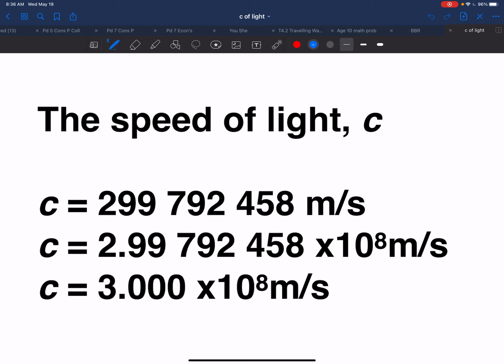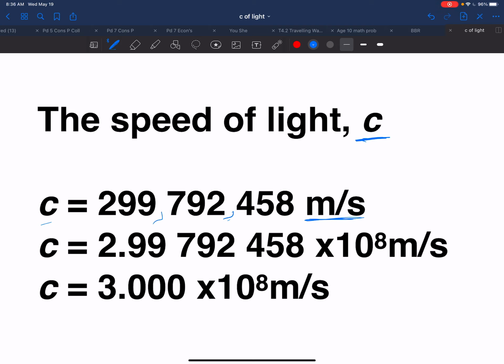The speed of light is given the variable c. The value of the speed of light, c, has been measured to be 299 million meters per second.